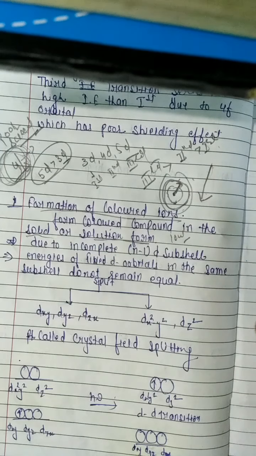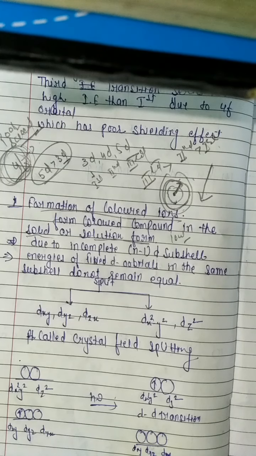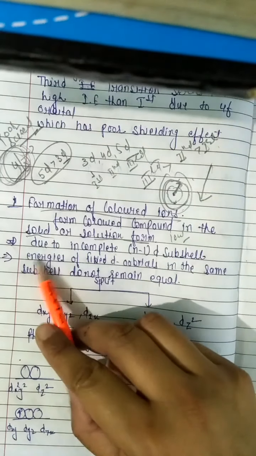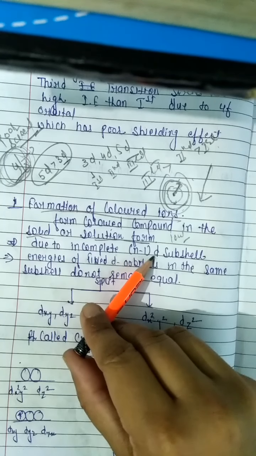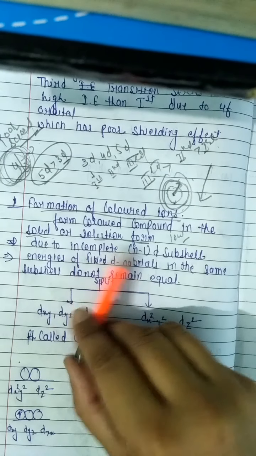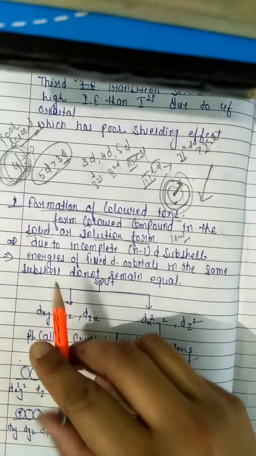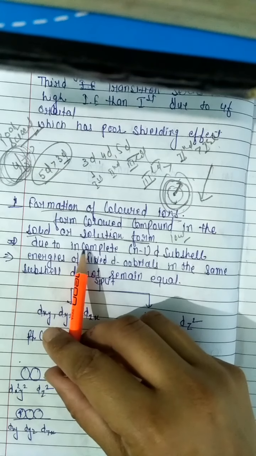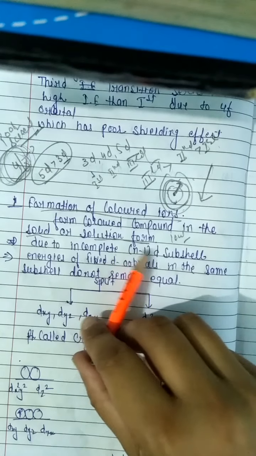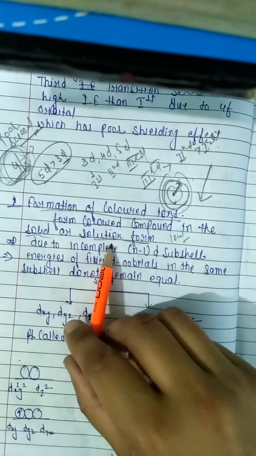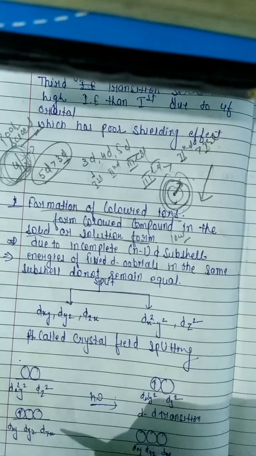What is the reason why transition elements show colored compounds? That is due to an incomplete n-d subshell. If we take any one example, we have to find that they have an incomplete d subshell. So that's why they are colored in nature.